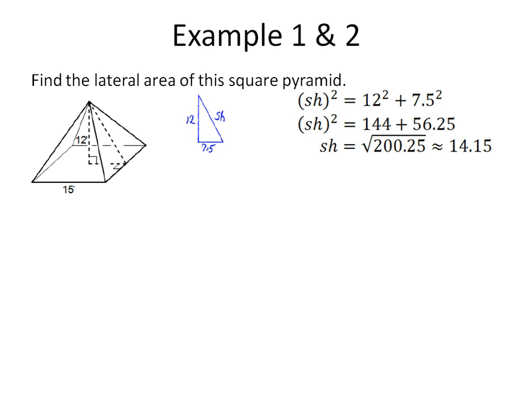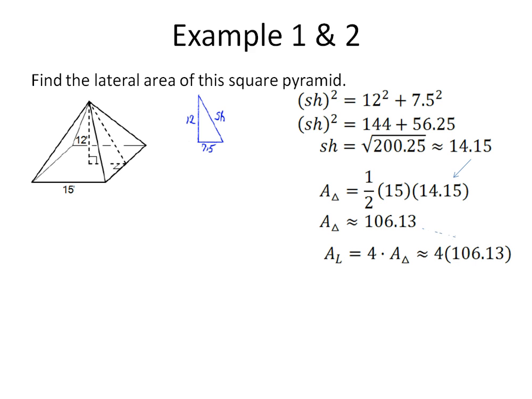Okay, so now we're ready to find the area of one of the triangles. The area of a triangle is equal to 1/2 of the base times the height, so 1/2 of 15, which is the base of this triangle because that's what the height is measured from, times the height of the triangle, which is 14.15. So the area of the triangle will come out to approximately 106.13 square feet.